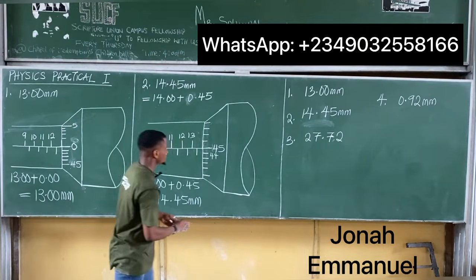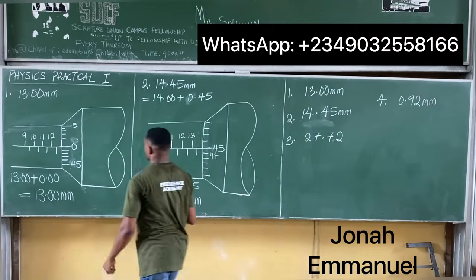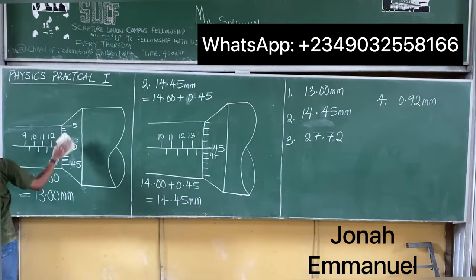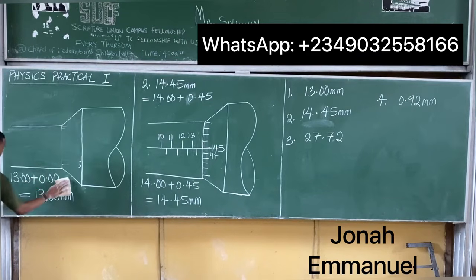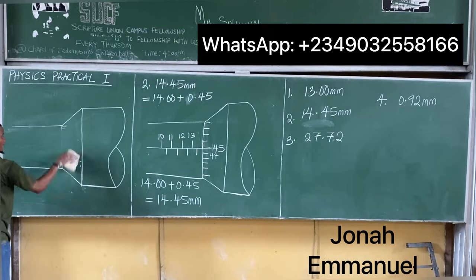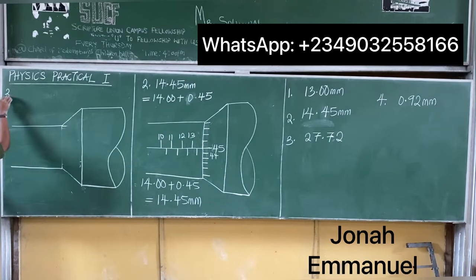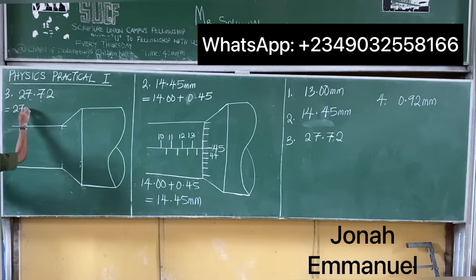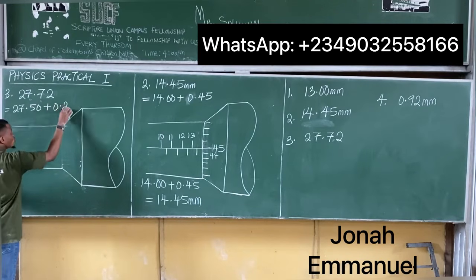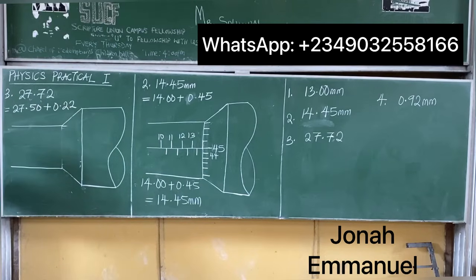For number 3, 12.72. How do you readily break down 12.72? What plus what will give you 12.72? Hold on. Number 3, 27.72. Someone was giving me 27 and then 72. That's not possible. So what do you get here? 27.50 plus what again there? 0.22. That's it. So you can't be having the 72.